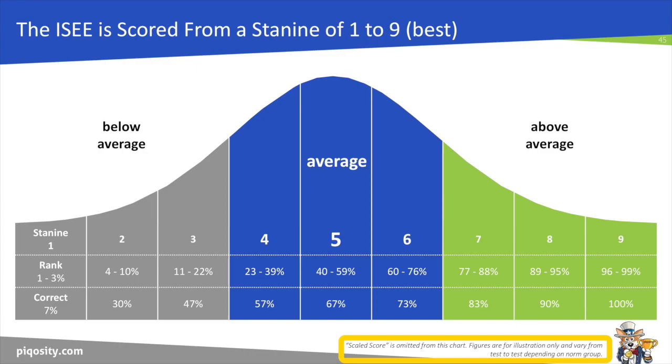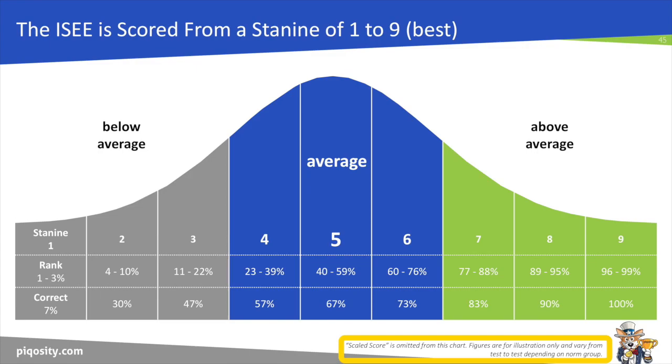Note that in this normal curve graphic, the percentage of questions correct is a best guess based off of our experience working with students over the last 10 years and will vary from section to section. For example, students must get more questions correct in reading comprehension to score highly versus quantitative reasoning. Additionally, this number will change from year to year depending on the norm group.